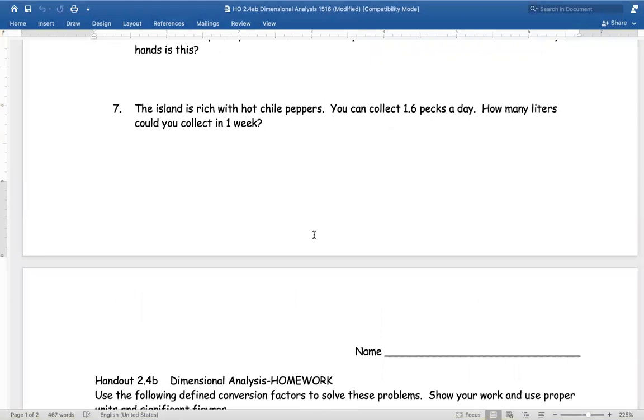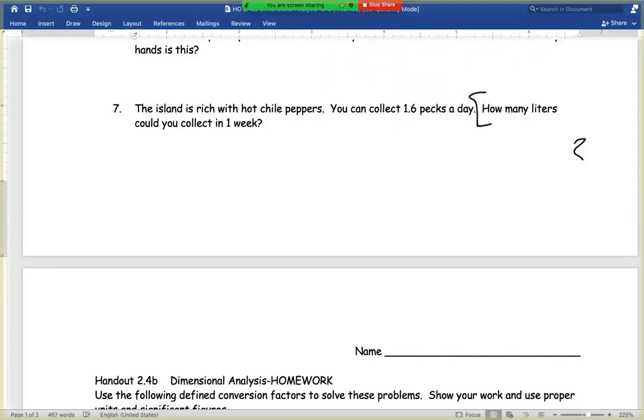The island is rich in red hot chili peppers. You can collect 1.6 pecks a day. You can pick 1.6 pecks per day of chili peppers. How many liters could you collect in 1 week? Well, I think our question is here, right? Here at the end. How many liters, question mark liters, could you pick in 1 week?